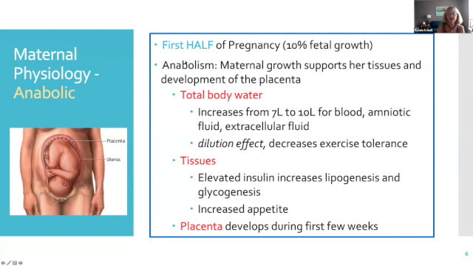And during that time, her body is gearing up for a pregnancy. That's why it's called anabolic. Anabolism means building, right? Catabolism is breaking down tissues, anabolism is building. So during the first half of pregnancy, her tissues are growing and she's developing a placenta. You can see the placenta here. This is the organ that connects mom's blood supply indirectly with the fetus. So this is the primary organ that supports that pregnancy.